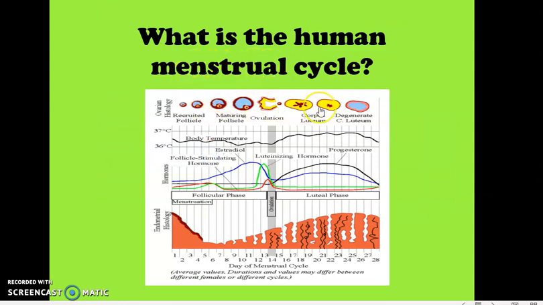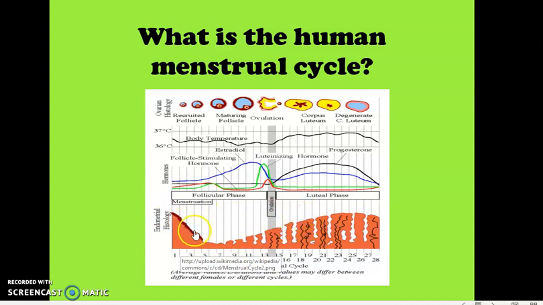Okay, now the human menstrual cycle, I'm going to go through it briefly. And you don't have to memorize everything, but there are different stages of it. This chart is kind of confusing. At the top, we're looking at the ovary, okay? This is your body temperature. Here are hormone levels. This is showing you the lining of the uterus.